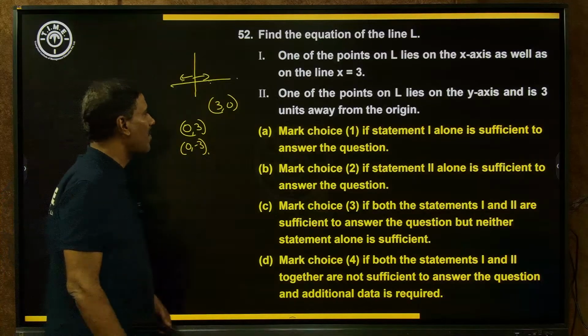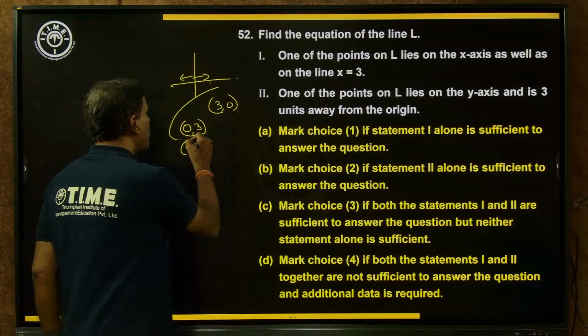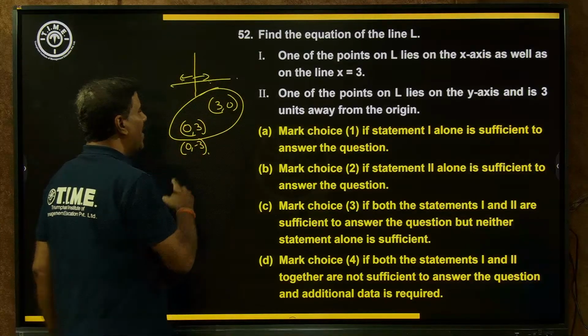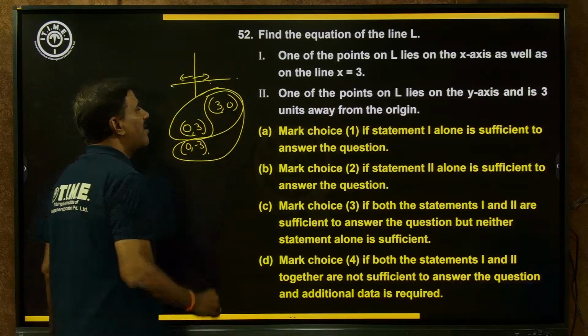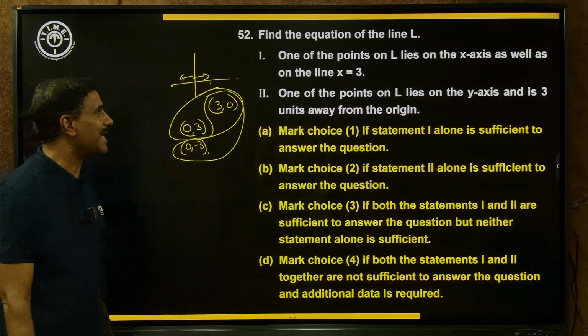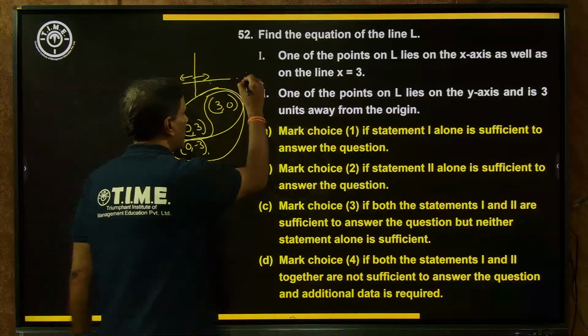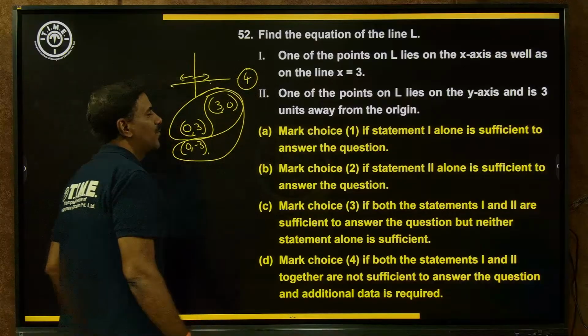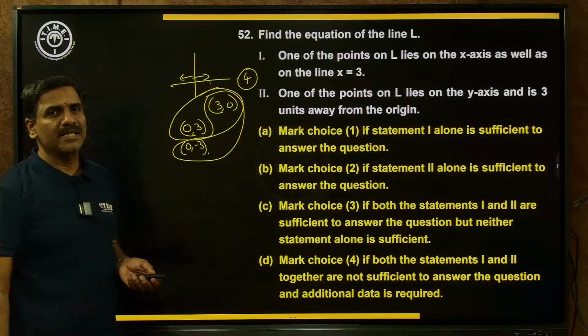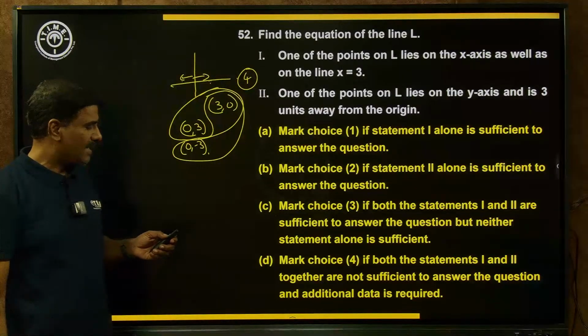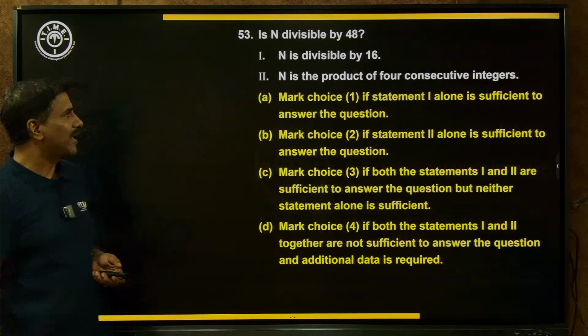Even if we go for the combination, if we consider these two as one pair, we will be getting one equation for the line. But if you are considering these two as one pair, we will be getting one more equation. So can we find the exact equation for the line? No. So that is the reason answer should be choice 4. Right? So some knowledge of coordinate geometry we have to know for answering this question. Not straightforward, we can say. Let's move on to the next one.